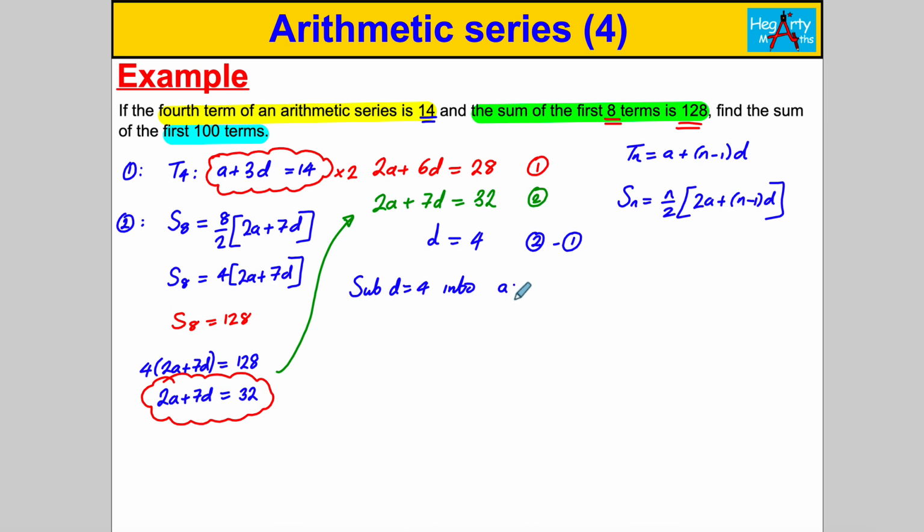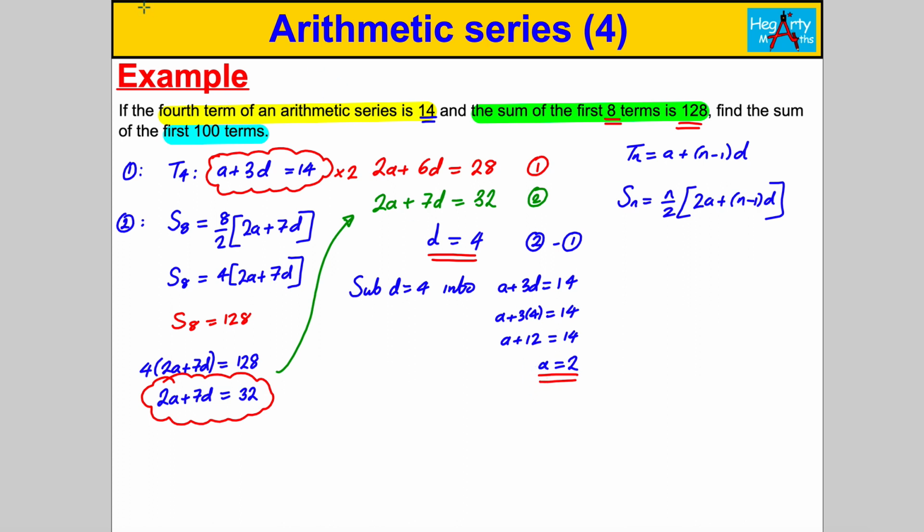this here, a plus 3d equals 14. So this would be a plus 3 multiplied by 4 is equal to 14. A plus 12 is equal to 14. A is therefore 14 subtract 12, which is 2. So I found myself d and I found myself a.